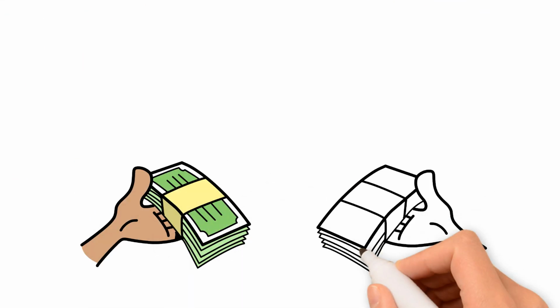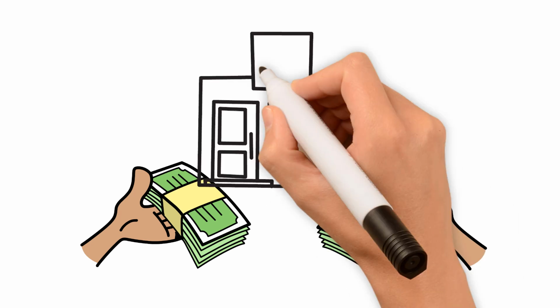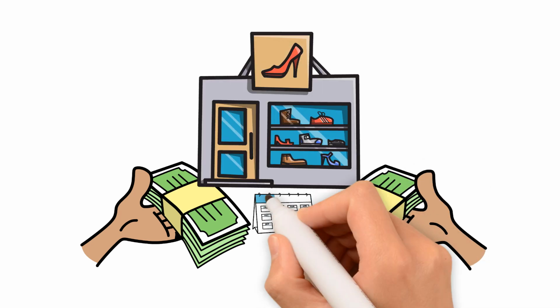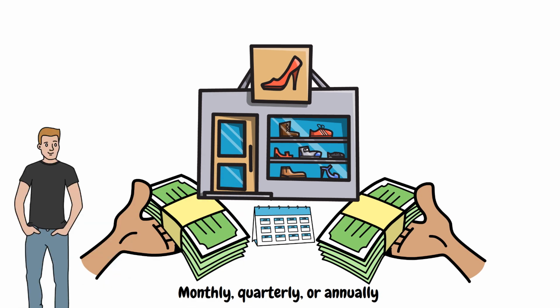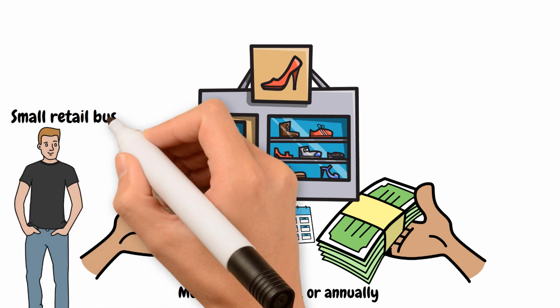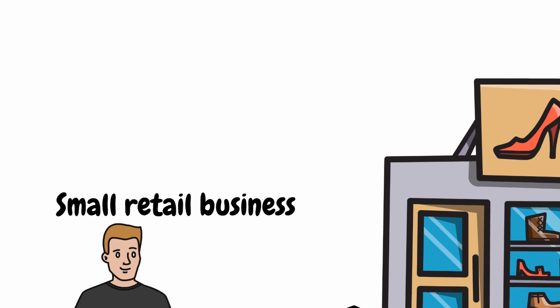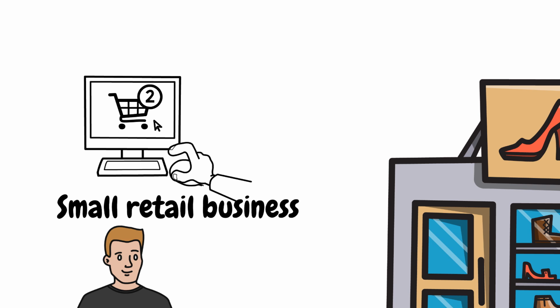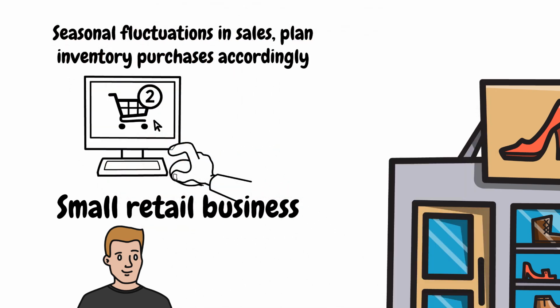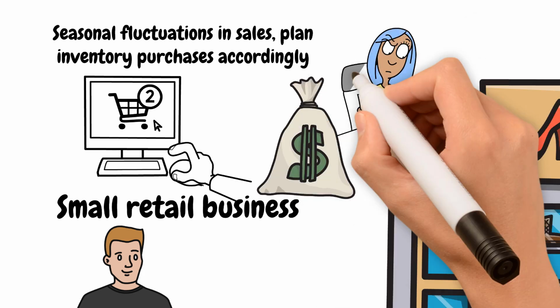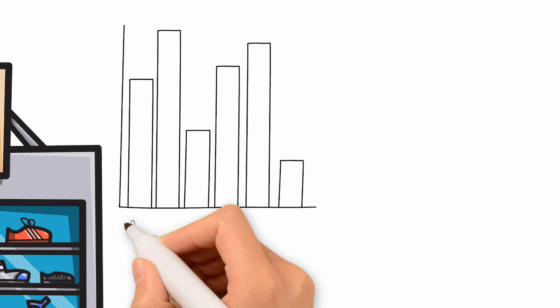Well, cash flow refers to the movement of money in and out of a business over a specific period, typically measured monthly, quarterly, or annually. Suppose you run a small retail business. By forecasting your cash flow, you can anticipate seasonal fluctuation in sales, plan inventory purchases accordingly, and ensure you have enough cash to cover overhead expenses during slower periods.